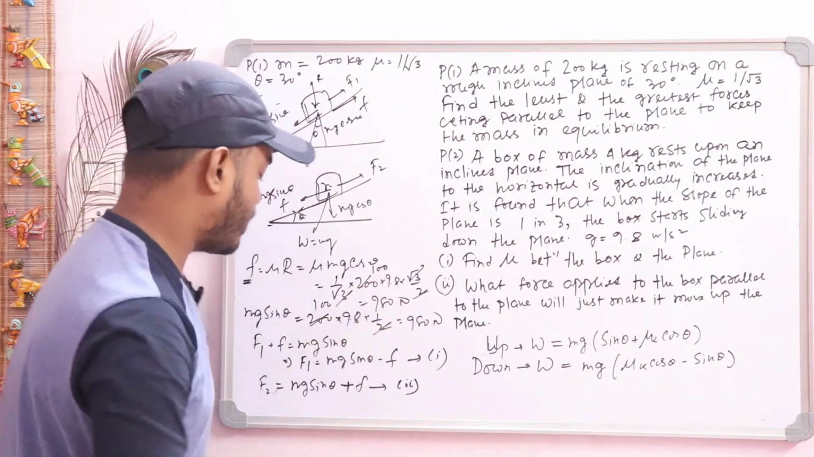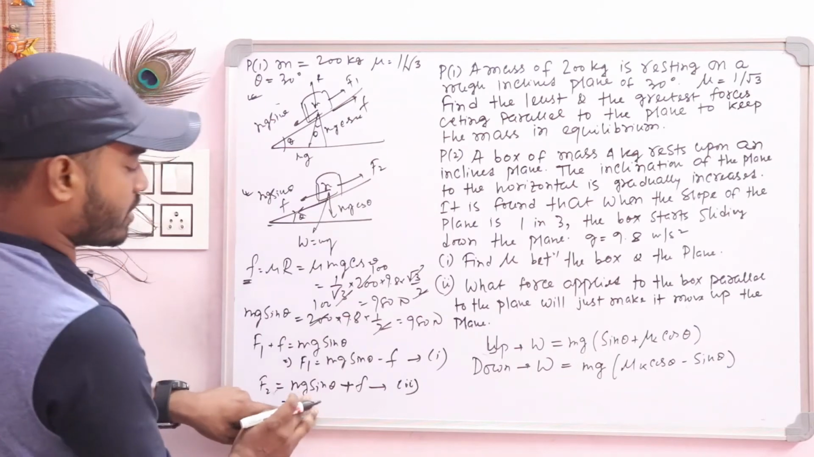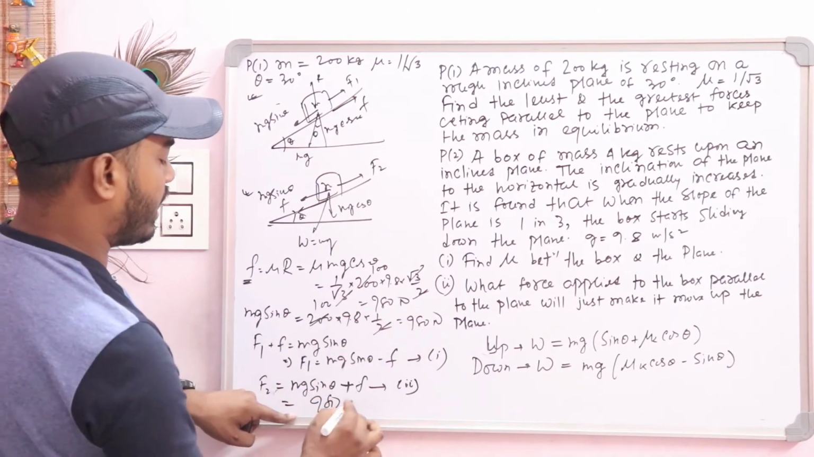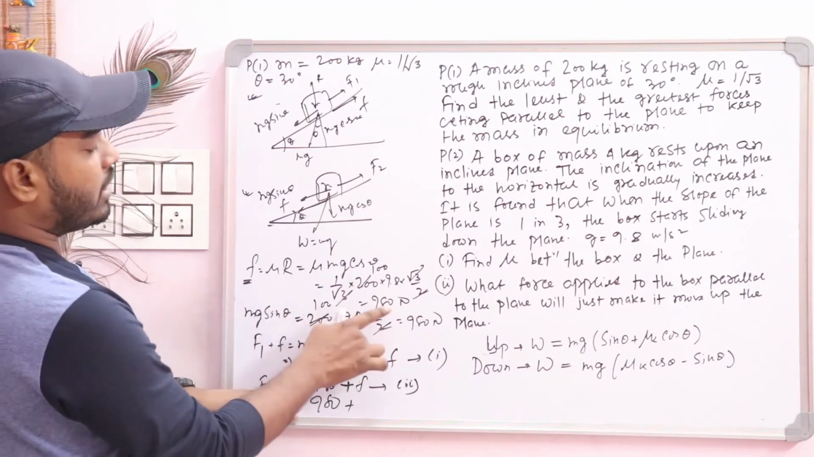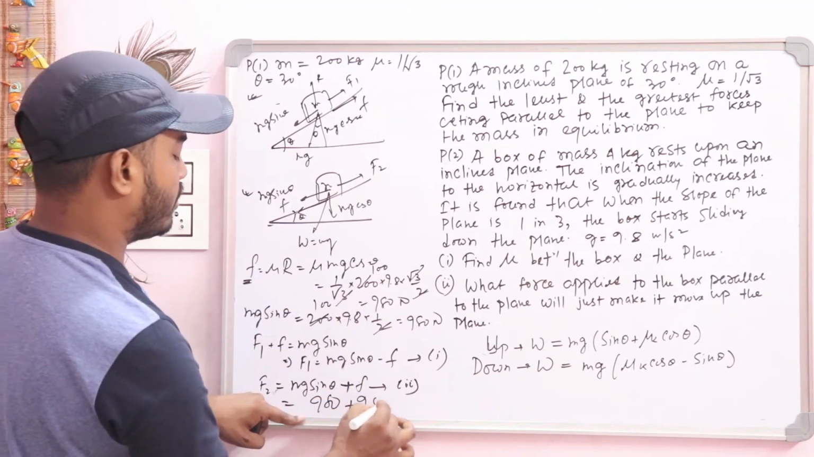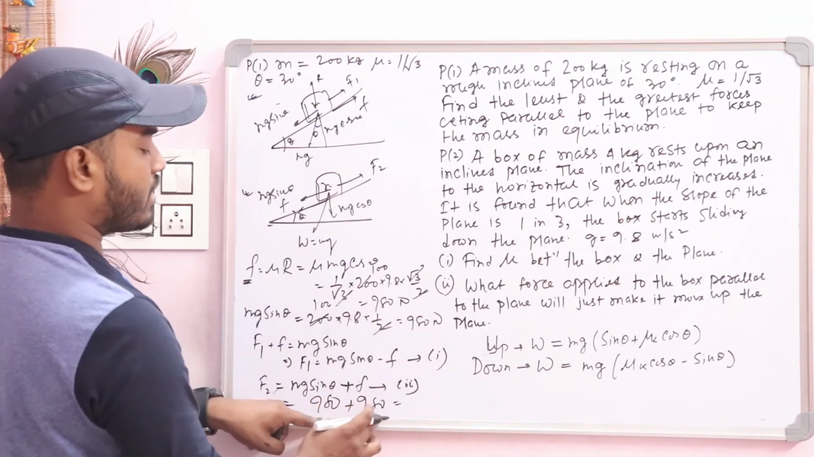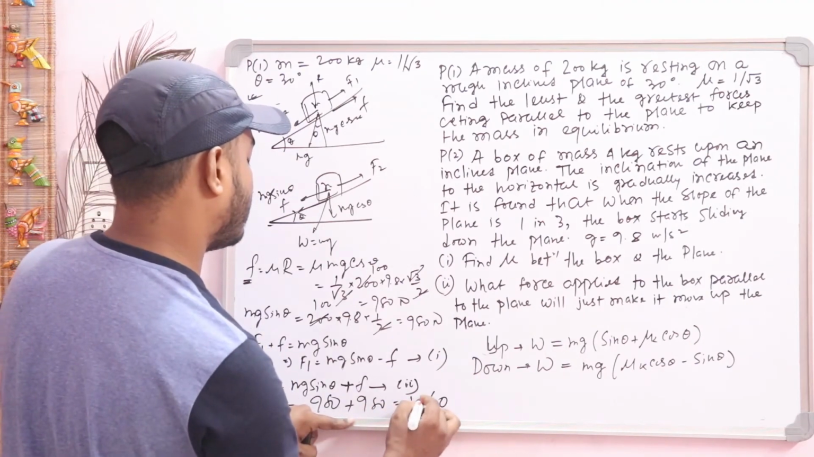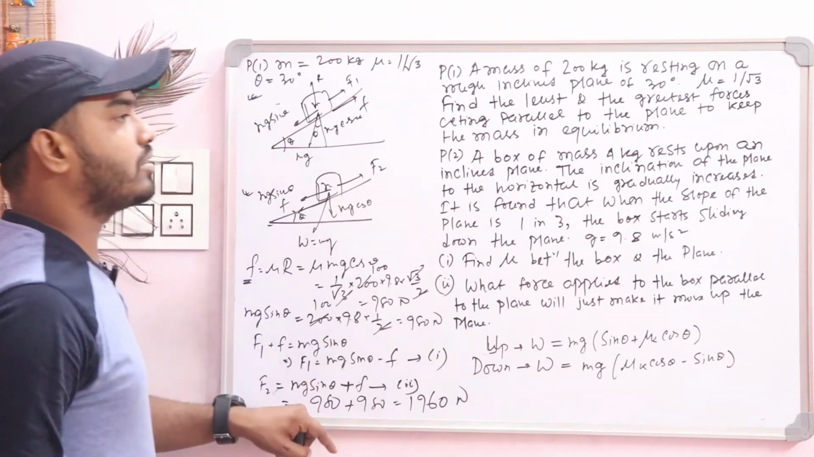So you see what is the value. At first you find out the greatest force: mg sin theta, that is 980, plus f, which we already calculated, that is 980. So this one is 980 plus 980, so the answer will be 1960 Newton.